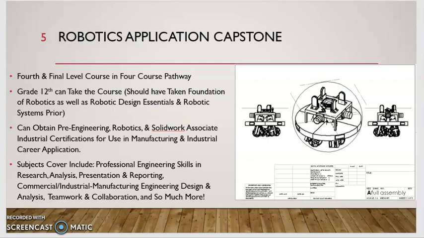Lastly, we have the Robotics Application Capstone. This is the fourth course. Generally, you need to take the Foundation of Robotics, the Robotics Design Essentials, and Robotic Systems prior to this. So it's generally really only offered for the seniors, grade 12 students. Here, as always, you can get the pre-engineering robotics industrial certifications. If you didn't get the SolidWorks Certified Associate certification in Robotic Systems, you can definitely get it here as well in the senior year.